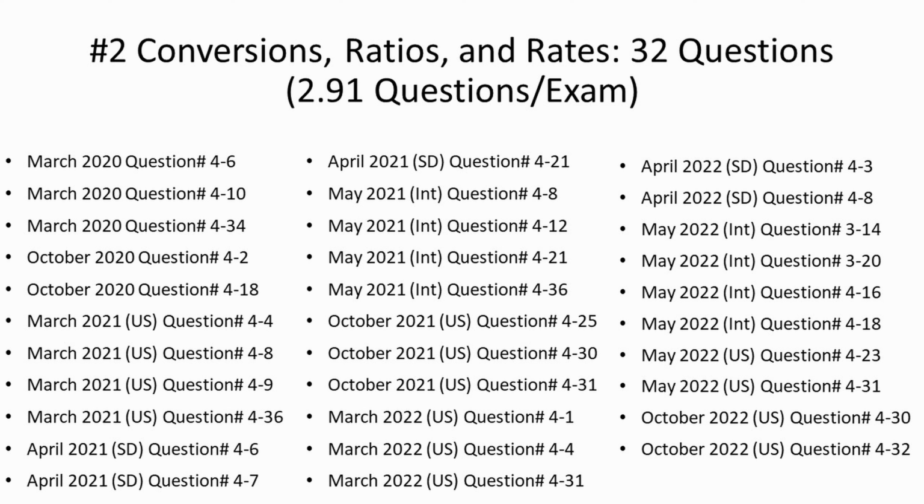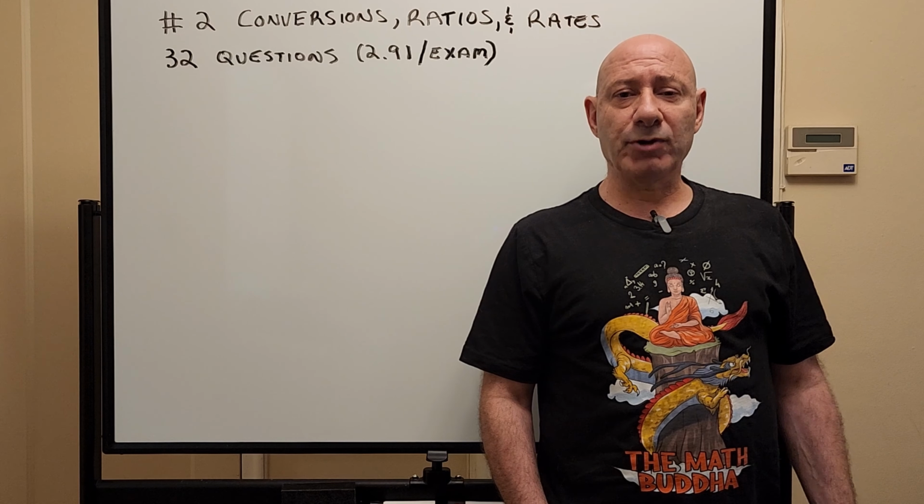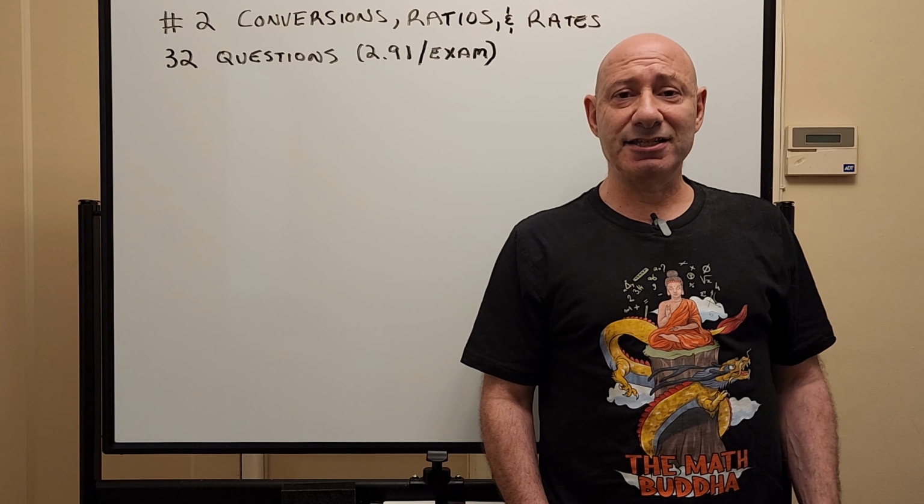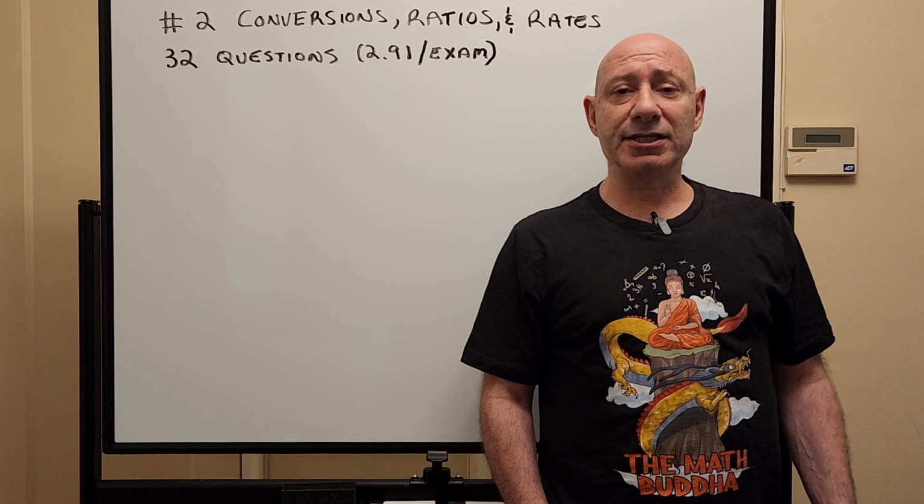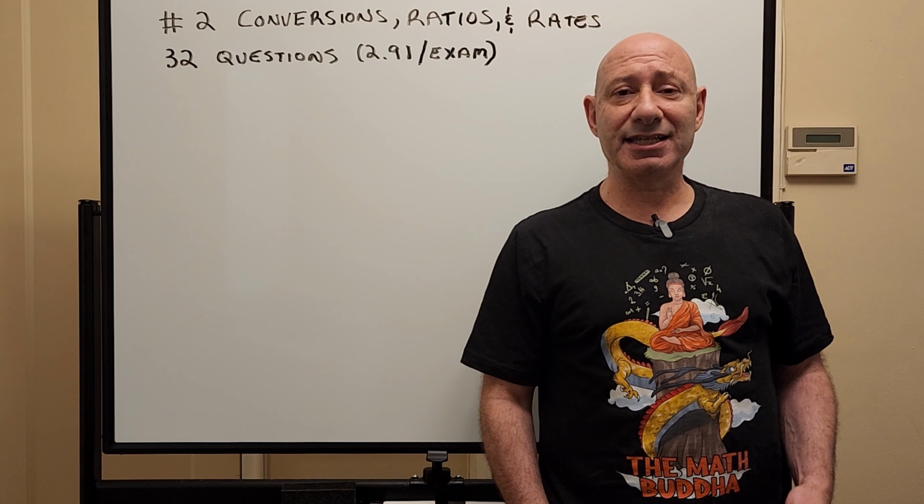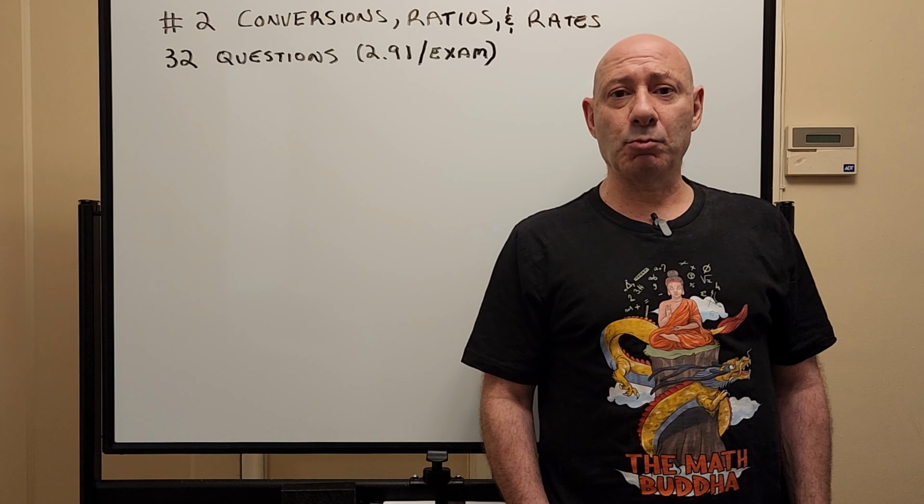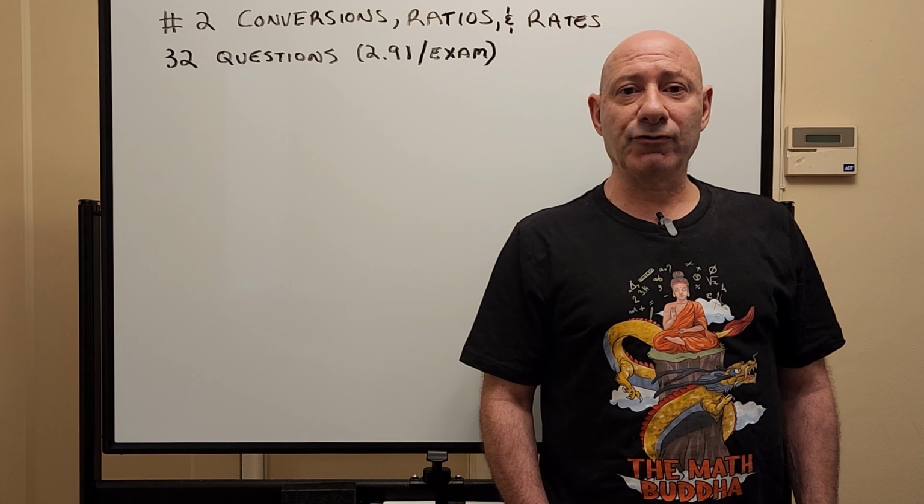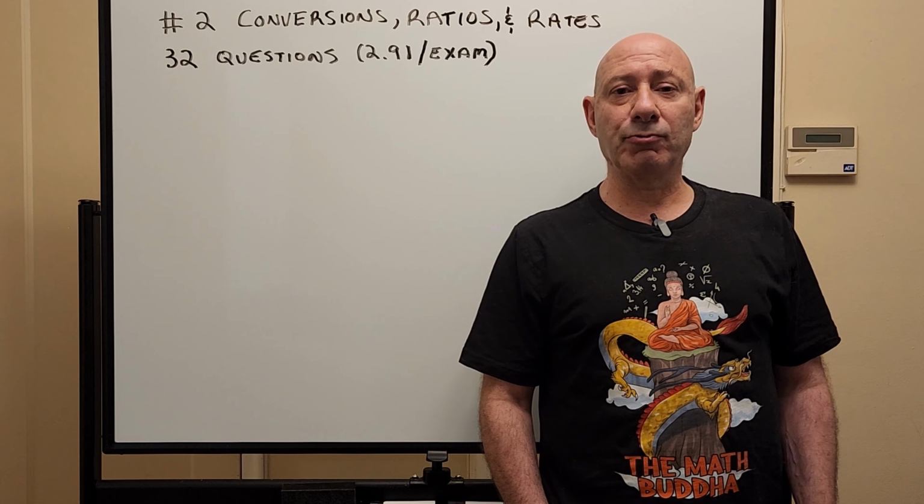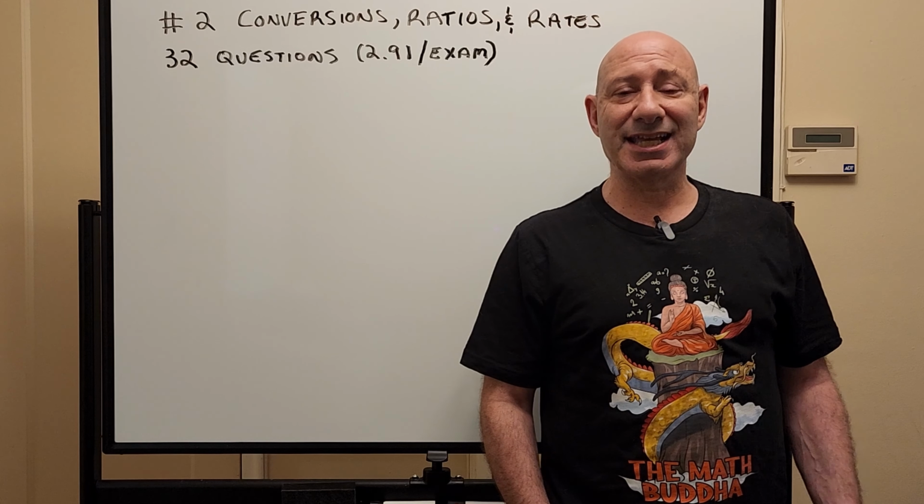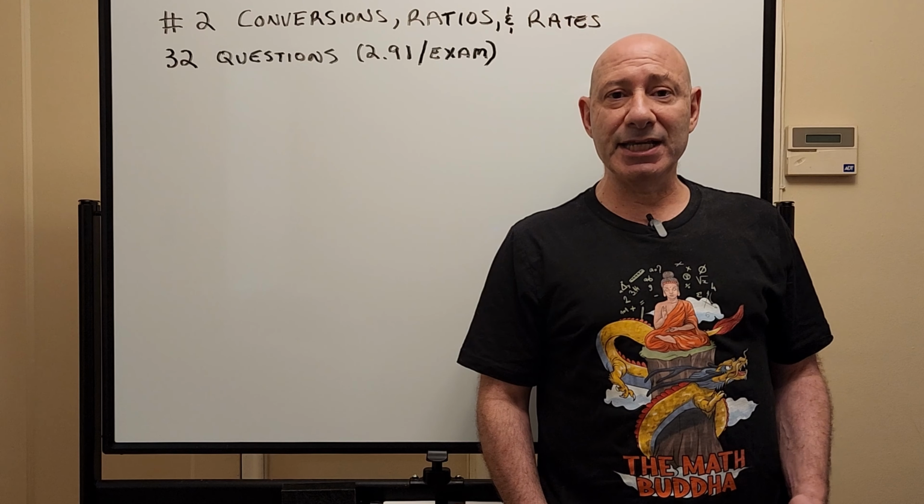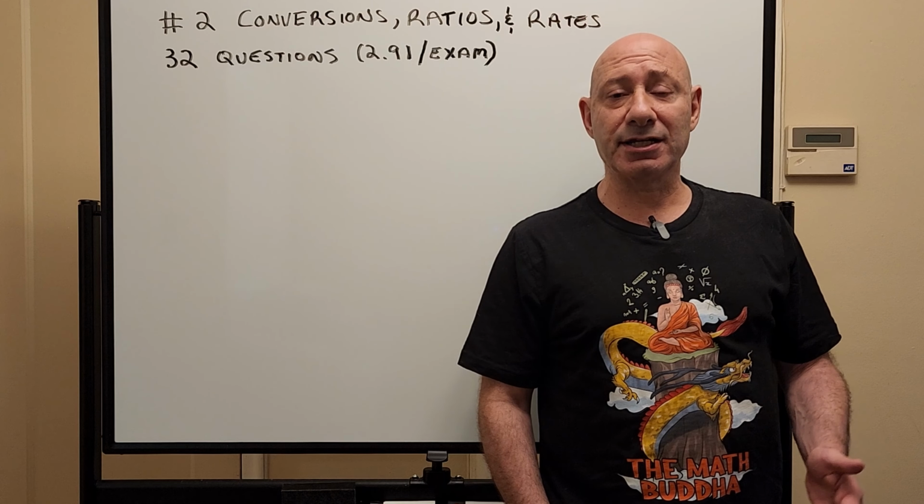Sitting in the number 2 position, we have conversions, ratio, and rates. 32 questions or 2.91 questions per exam. Conversions, ratios, and rates. How is it that these 3 things go together? Well, the reason why is because for every question on this list, we're going to be converting from one unit to another. If we're told, for example, that in a particular school, the ratio of students to teachers is 10 to 1, well, that gives us a means of converting from number of students to number of teachers.